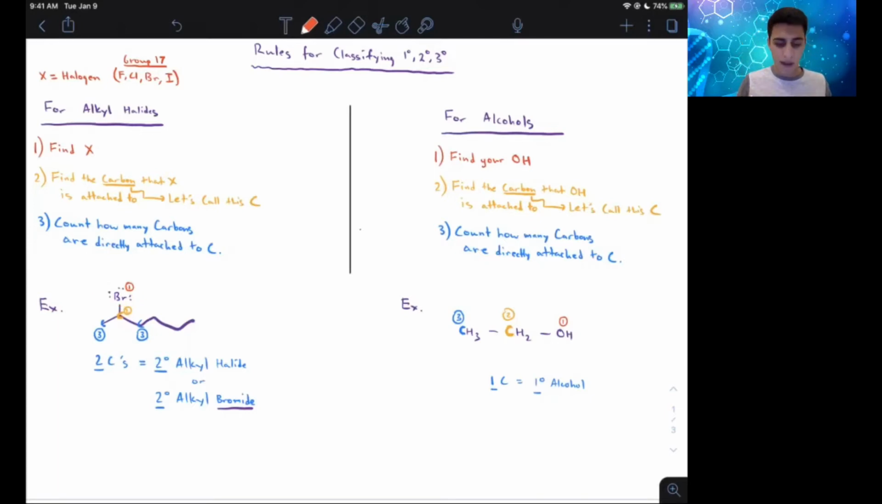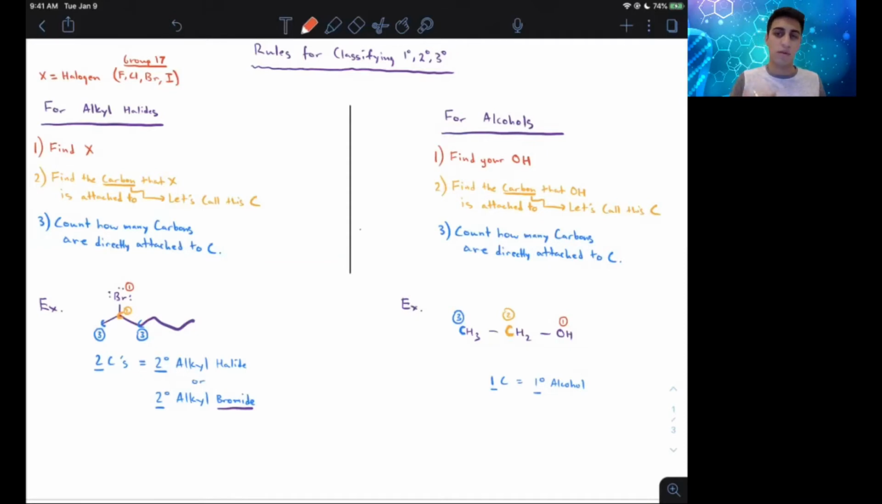Step two is you're going to find the carbon that X is attached to, that your halogen is attached to. We're going to call this carbon the C, the orange C. So that Br over here is attached to this carbon. Now, rule number three, all you need to do is count how many carbons are directly attached to this carbon over here. Directly connected to this carbon is one on this side and two on that side. So because we have two carbons connected here, that means we have a secondary alkyl halide.